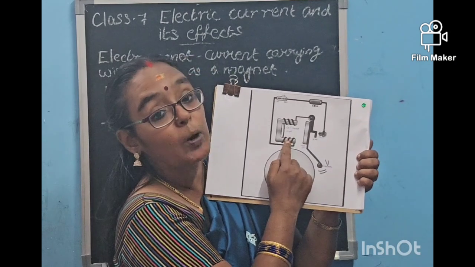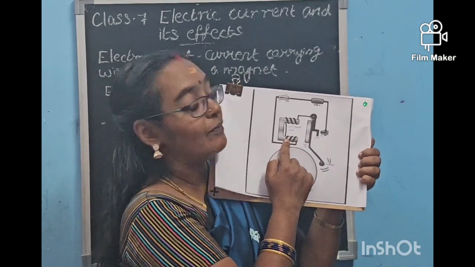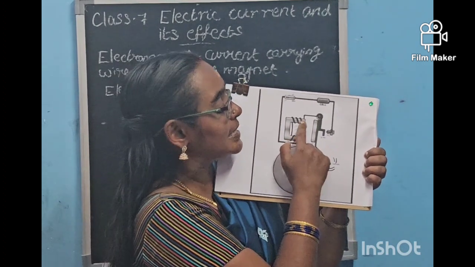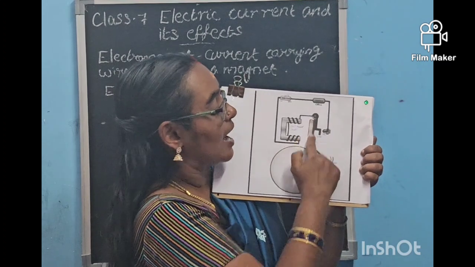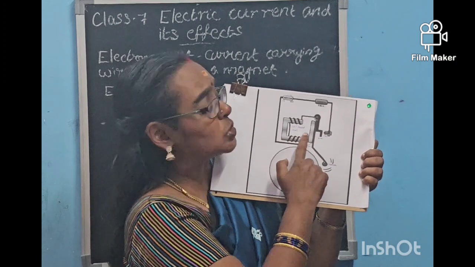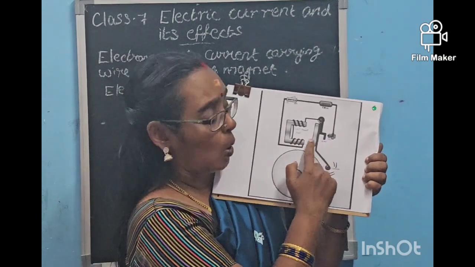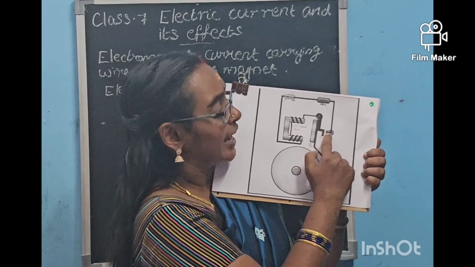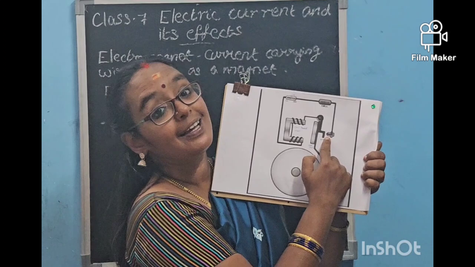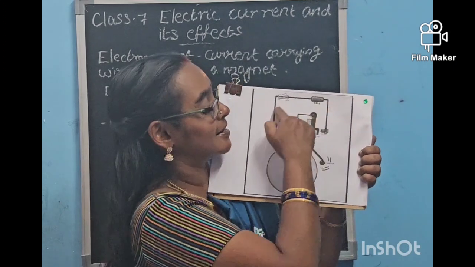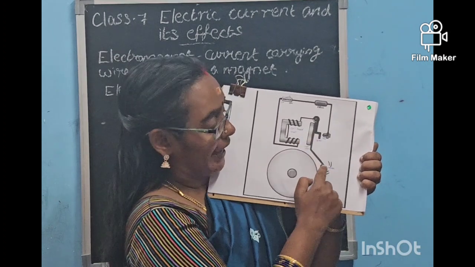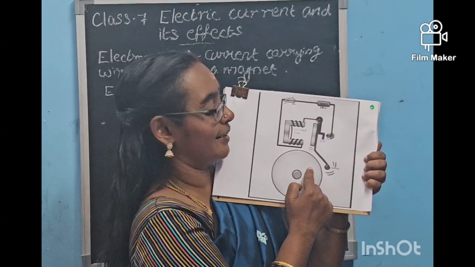The electromagnetic property of the iron will be lost. So this iron strip will no more be attracted towards the magnet, and it will go back to its position. When it comes back, the screw will be in touch with the nail. So again the circuit will be closed, electricity starts flowing, and the iron will become a magnet and start attracting the strip. So again one bell sound will be created.